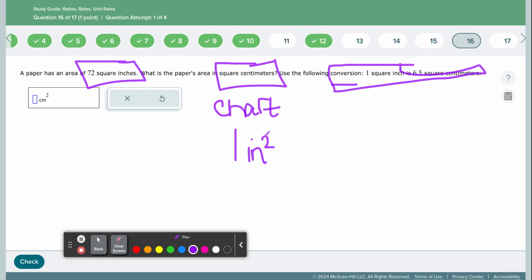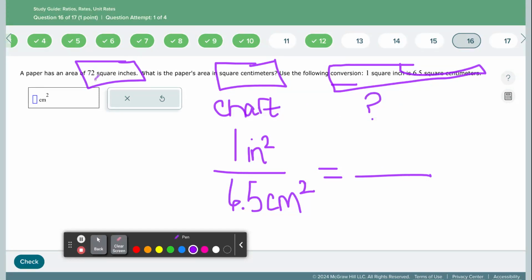1 square inch, and we haven't really gone over this yet, but this is square inch. When you square something, it's to the second power. Okay, 1 square inch is equal to 6.5 or 6 5/10 square centimeters. Centimeters squared is with your power of 2. Okay, so that's what they gave me. Filled it out. Now in my problem, what am I being asked?